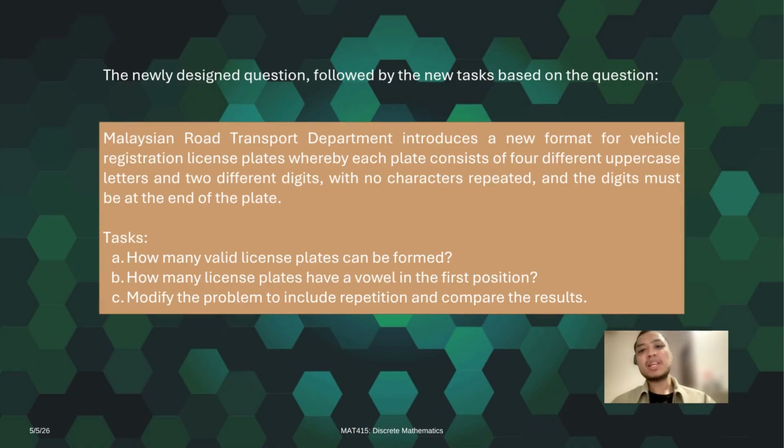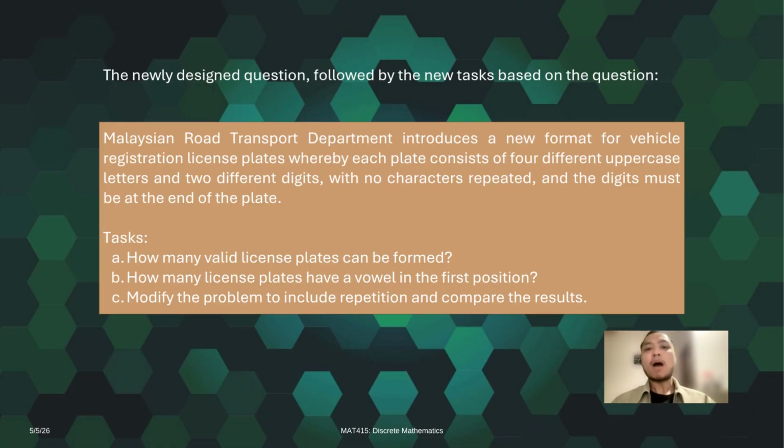In this slide, I present the new scenario that I have created. In this new question, the Malaysia Road Transport Department introduced a license plate format consisting of four different uppercase letters followed by two different digits. The digits must appear at the end. So the pattern is letter, letter, letter, letter, and then digit, digit.